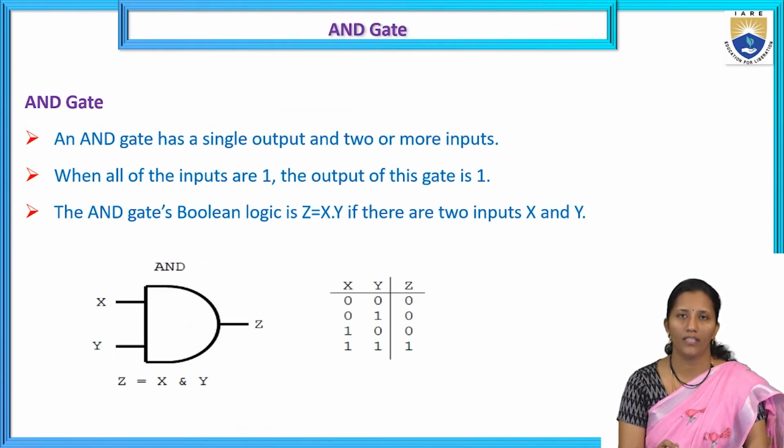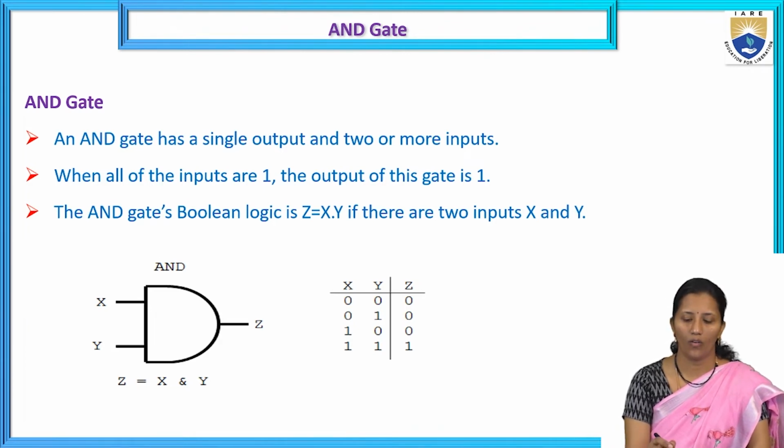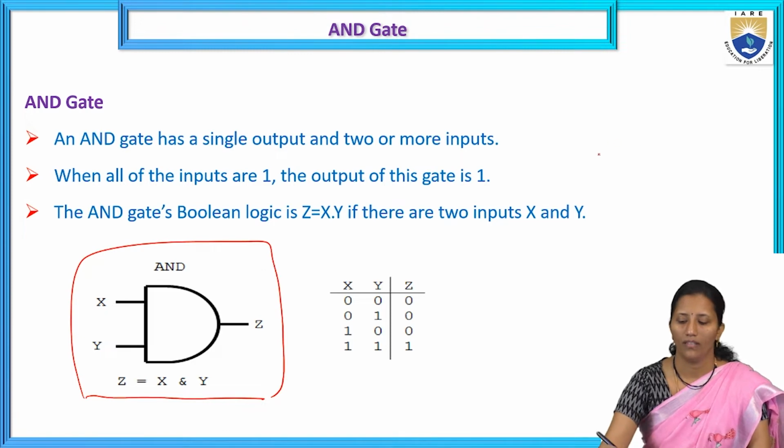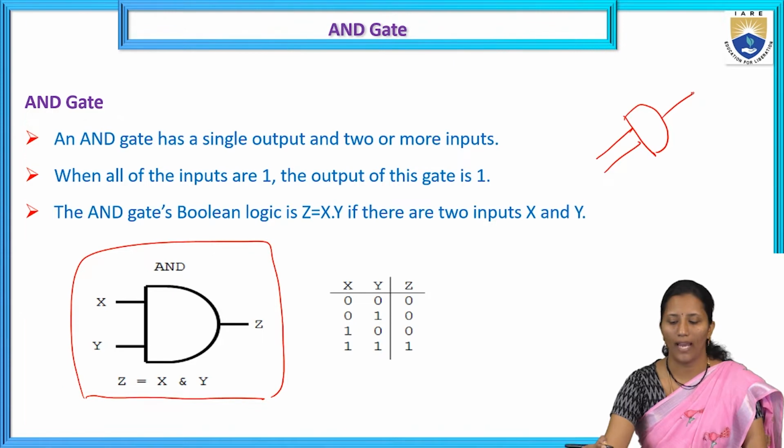First we will discuss what is AND gate. An AND gate has a single output and two or more inputs. The symbol for the AND gate is this one. This is a 2 input AND gate. A, B, output is Y. There may be 2 or more inputs but we will get only one output. We can have any number of inputs for the AND gate but the output will be 1.